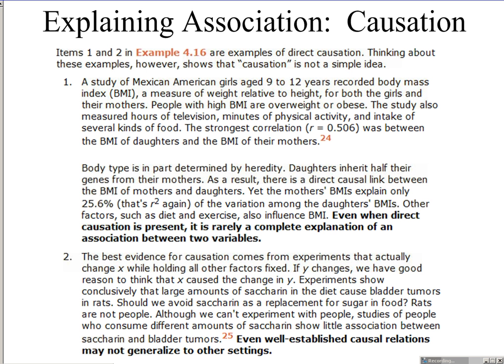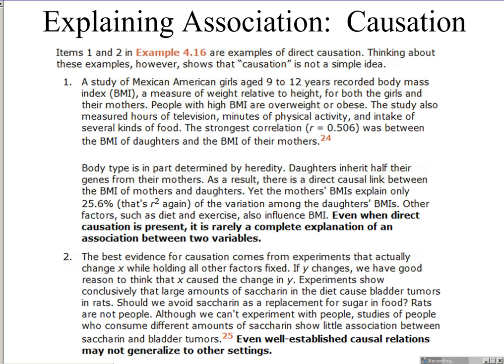If you want to establish causation, the best way is in an experimental setting where you can control some of the other factors, or as many of the other factors or lurking variables that may exist. If Y changes, we have a good reason to think then that X caused the change in Y. Experiments show conclusively that large amounts of saccharin in the diet causes bladder tumors in rats. Should we avoid saccharin then as a replacement for sugar in foods?